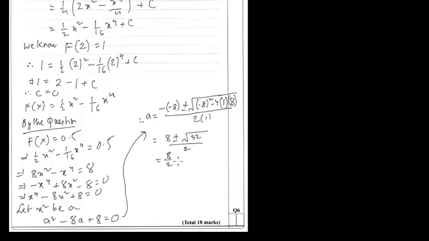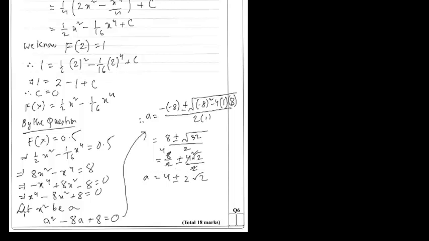If we simplify this, this would be 8 by 2 plus or minus root of 32, 16 times 2 is 32. So 16 outside the square root is 4. 4 root 2 by 2. If you cancel this, 2 into 4, 2 into 8. So 4 plus or minus 2 root 2. So this is a.